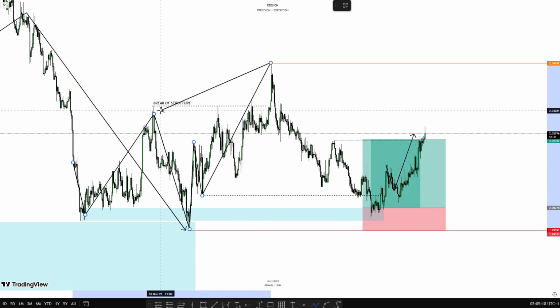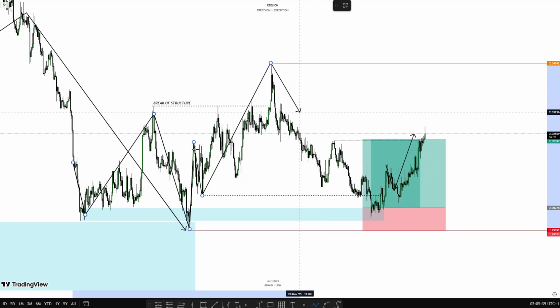The difference between market structure shift and break of structure is that break of structure usually occurs in a trending market, while market structure shift is a reversal, it has shifted. Sometimes some people call it change of character. I like to call it market structure shift because it makes a bit more sense calling it that. So break of structure is something like this.